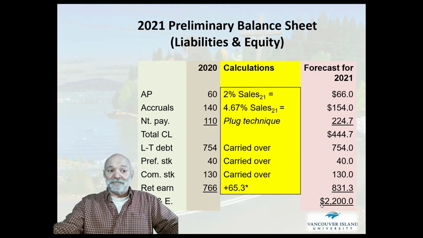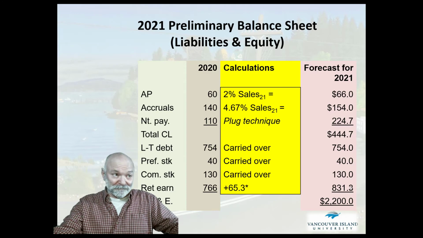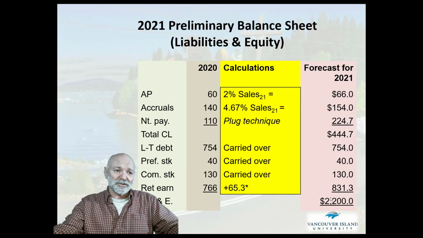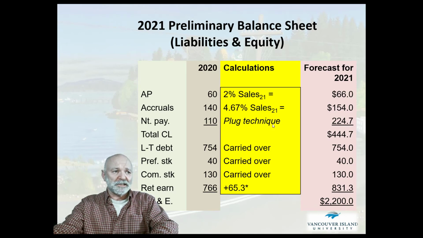Now, this is the interesting bit. If we took all of these numbers together and we just used last year's notes payable, we'd be out by about $114 million. And so to fix that, well, we're going to make some adjustments. So that's where we get the difference of $114.7 million. We plug in the difference to make the balance sheet balance.